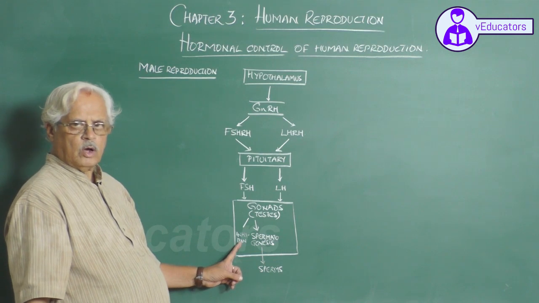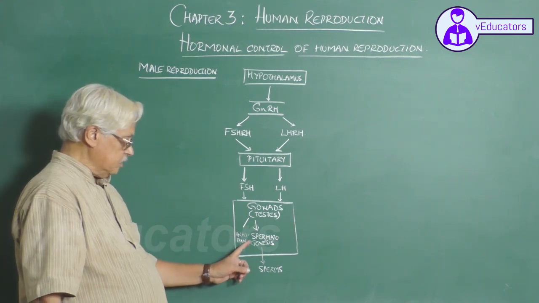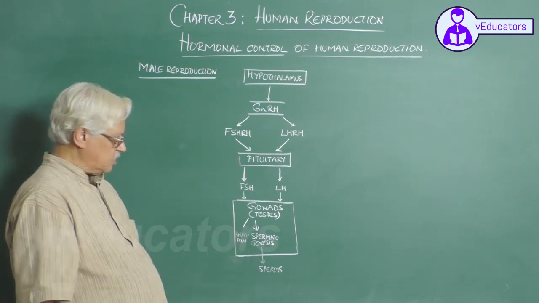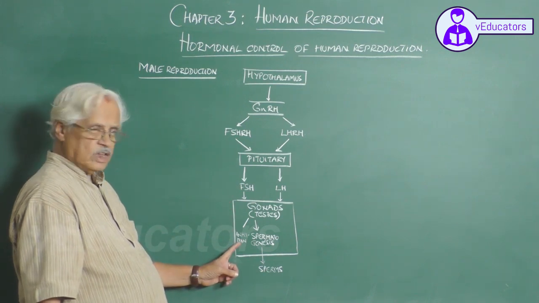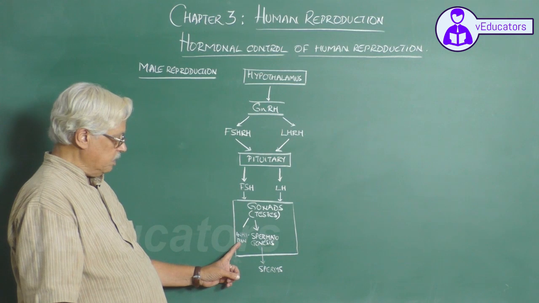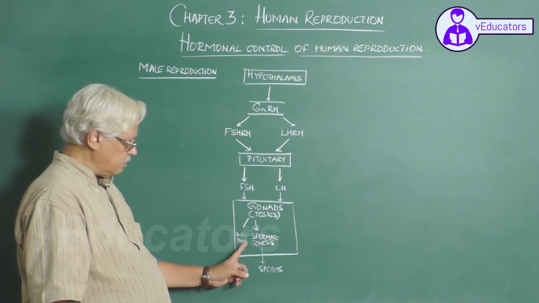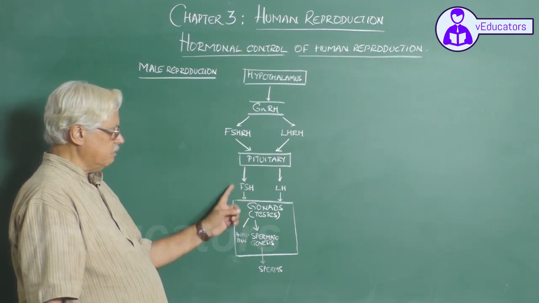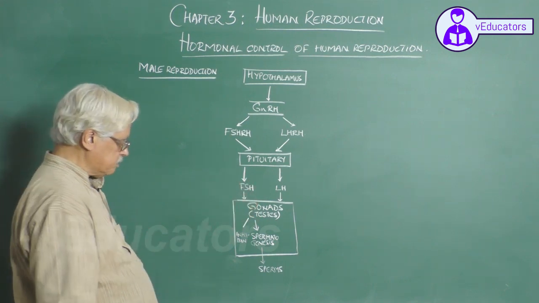Inhibin is a hormone produced by Sertoli cells. Remember, we have talked about Sertoli cells, supporting cells in the testis. Under the influence of FSH, Sertoli cells produce a hormone, inhibin. This hormone, inhibin, has a negative feedback on the production of FSH. I will come back to that.